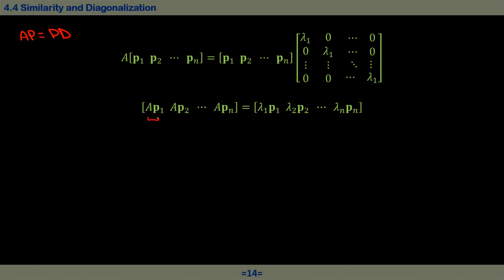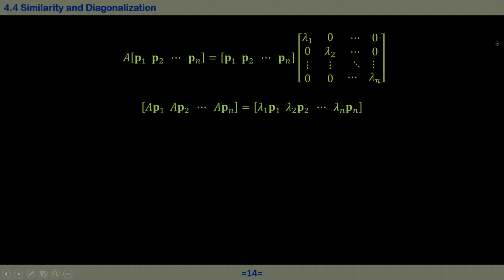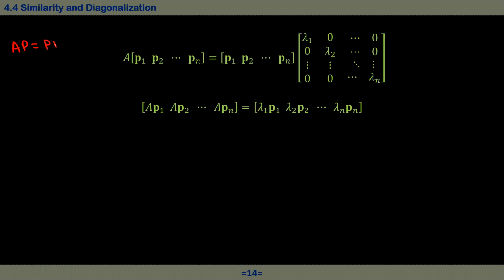These are the columns of the product A times P. On the right, if you multiply P by D, for example the first column, we will have lambda 1 times p1, then lambda 2 times p2, and lambda n times pn. We will continue. After all, we'll just substitute those things into this equation.